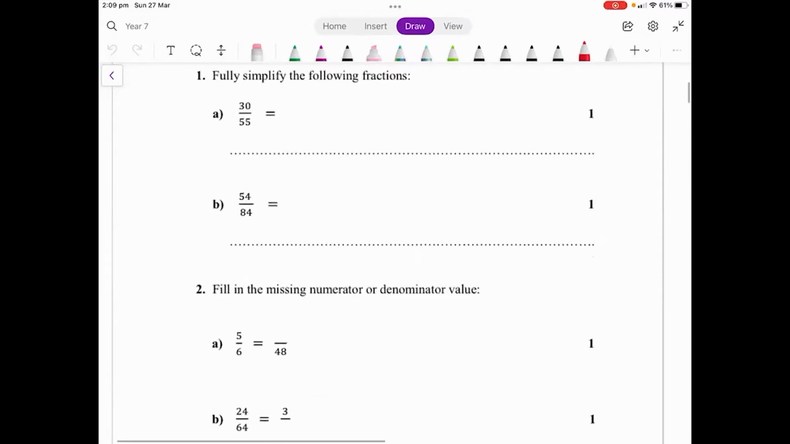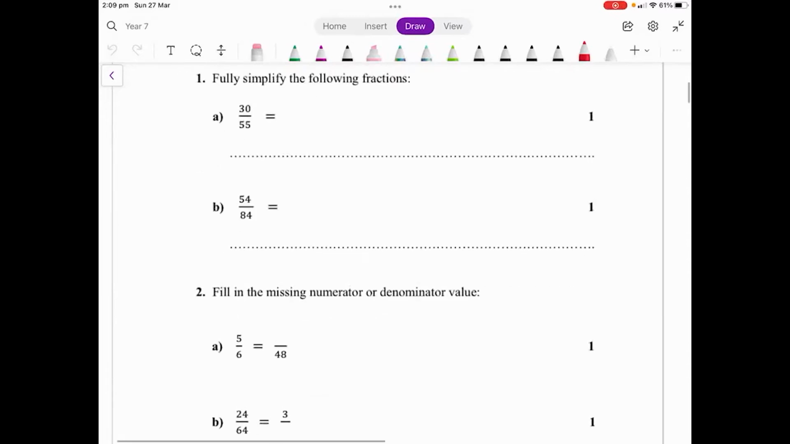First question asks us to simplify these fractions. So 30 and 55, the highest common factor is 5. So we do 30 divided by 5 is 6. 55 divided by 5 is 11. 6 over 11 is the final answer.